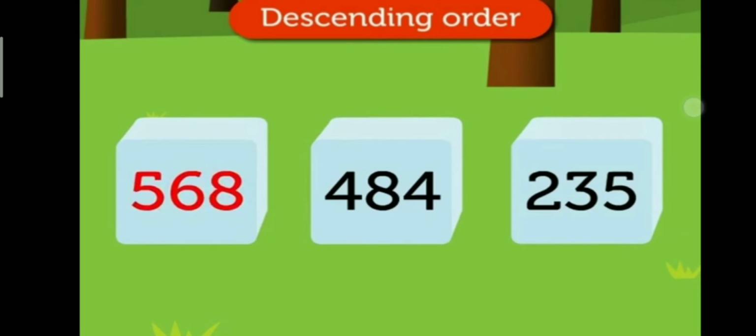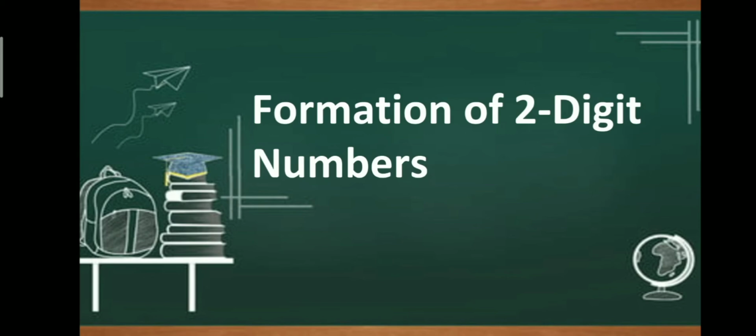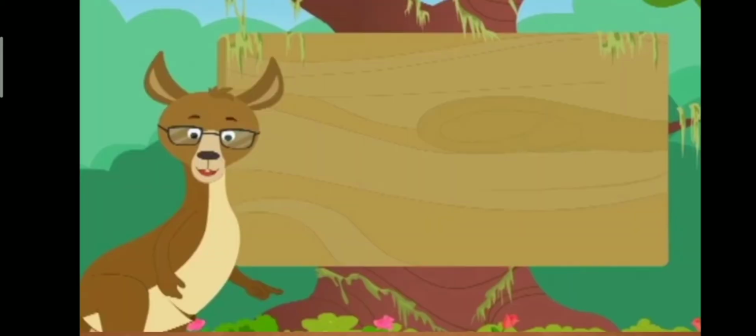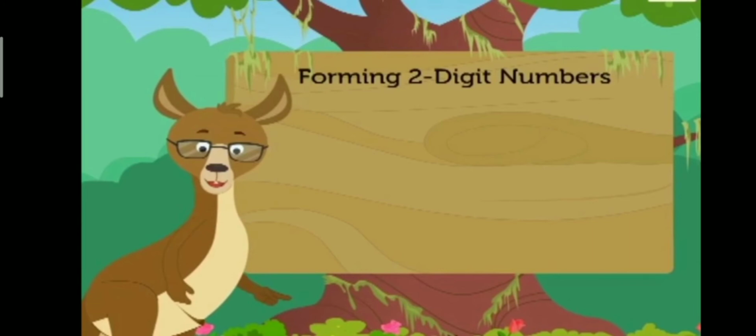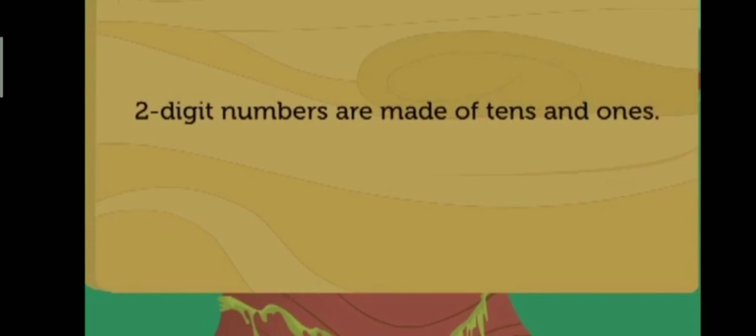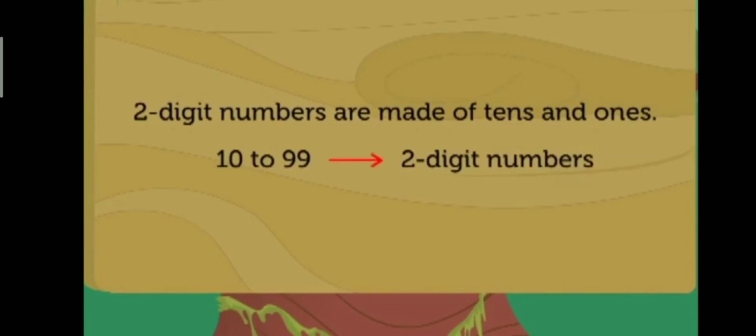Students, now let us know how to form two-digit numbers. Students, say hello to Carrie. He will teach us how to form two-digit numbers with the given digits. Students, numbers are formed with the help of digits. Two-digit numbers are made up of tens and ones. Students, numbers from 10 to 99 are called two-digit numbers.